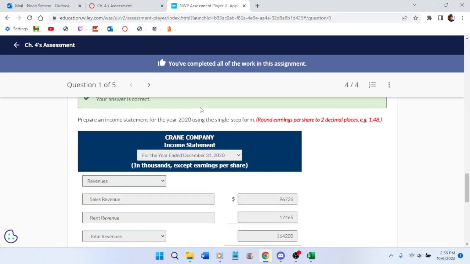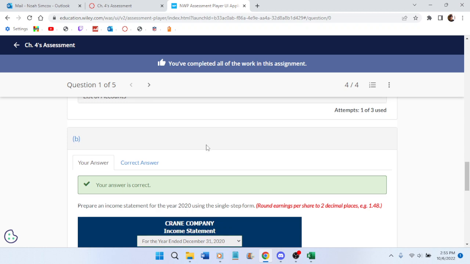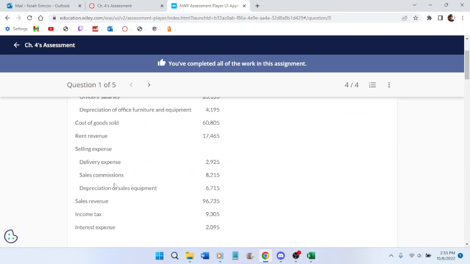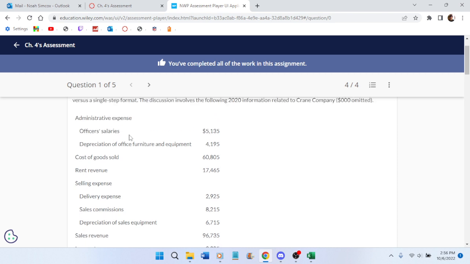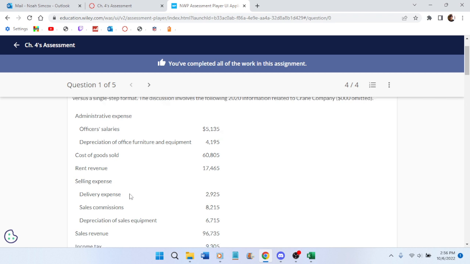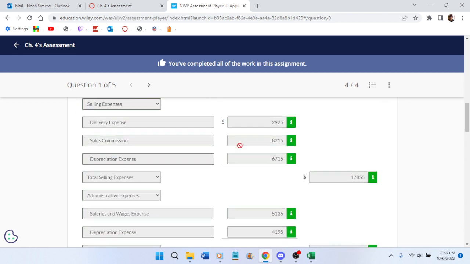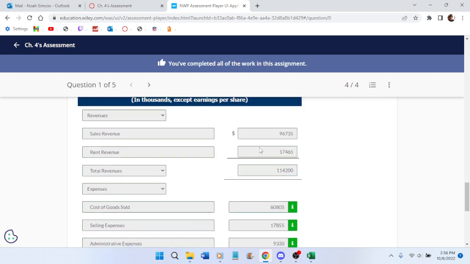B, now the single step form. Okay, so single step form, you do revenues, sales revenue, and rent revenue is total revenues. Then you have expenses, cost of goods sold, and then all the other expenses that were listed, plus interest expense equals total expenses, and then you get your net income, and so it's so easy.